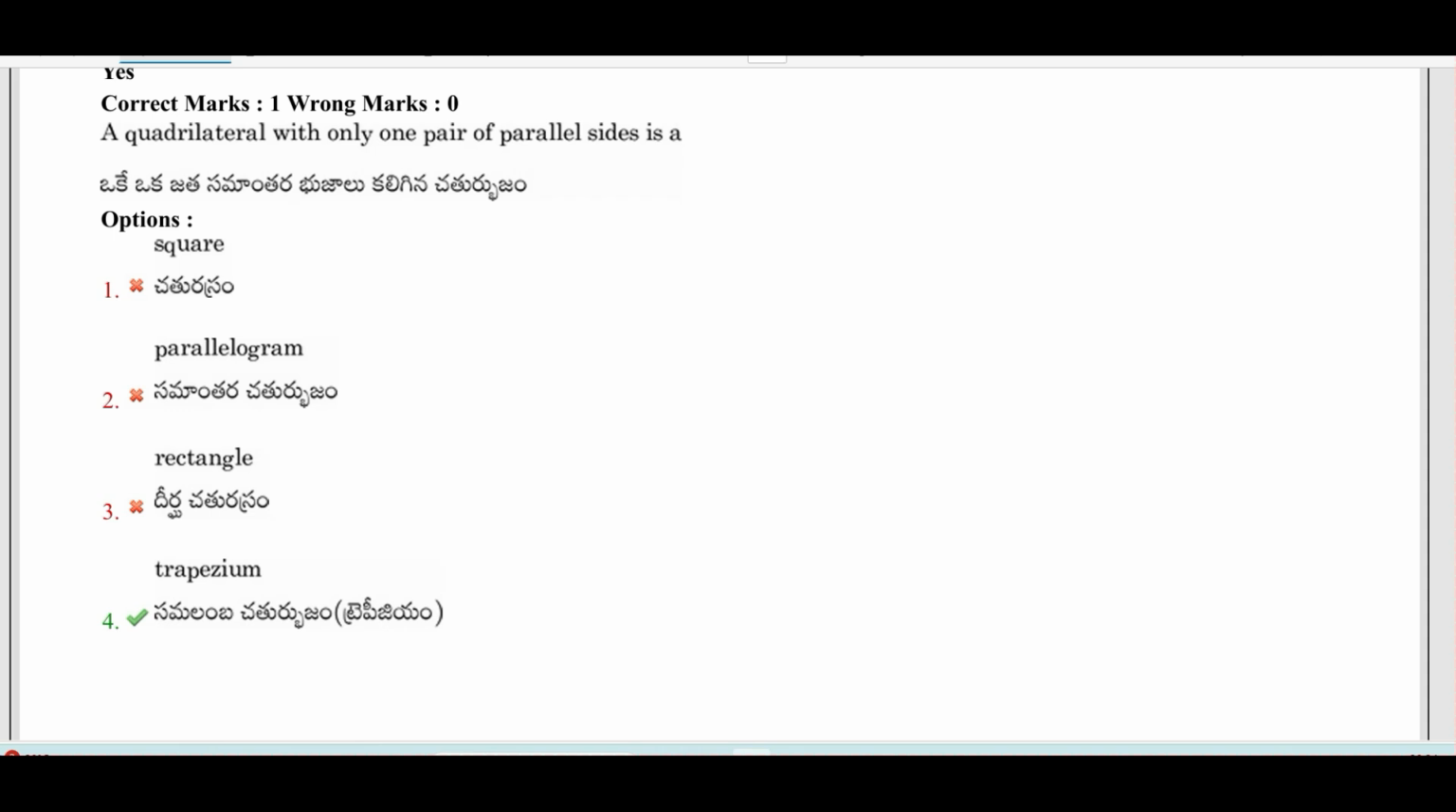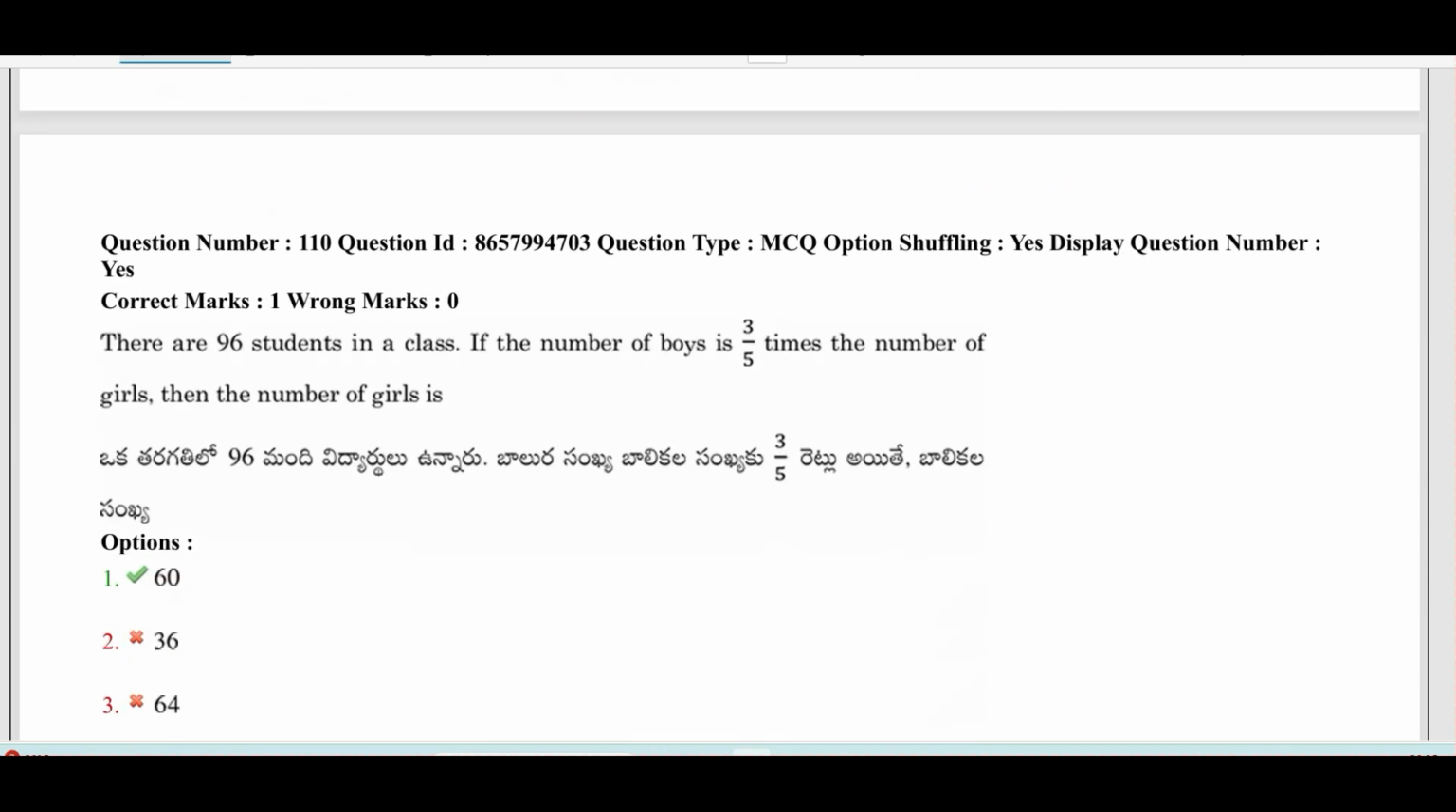Parallelogram. Then in that also there exist two pairs of opposite sides that are parallel. So we are left with the last one, that is a trapezium. Trapezium is the only quadrilateral in which only one pair of opposite sides is parallel. Okay, so the suitable answer is what? The fourth option is the correct answer. Now let us see the next question.